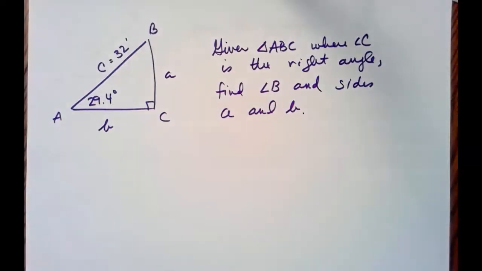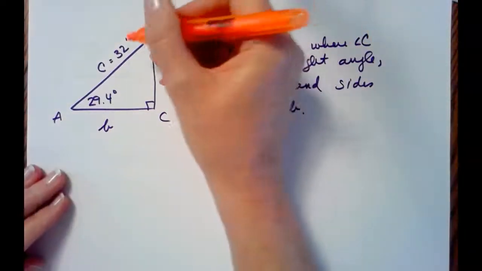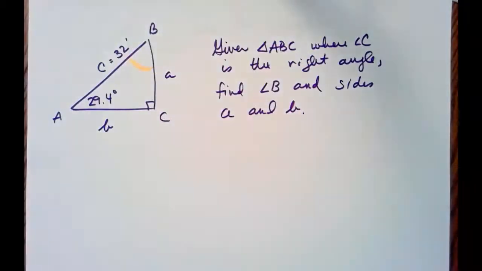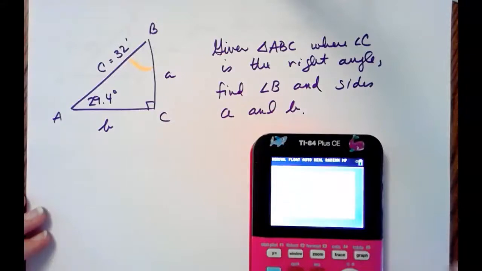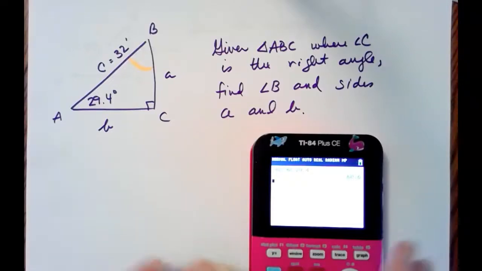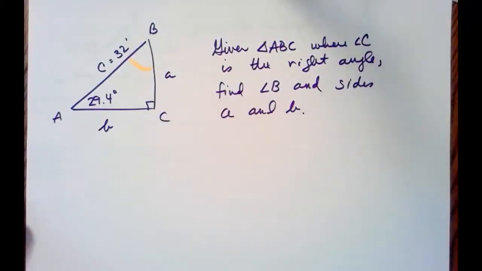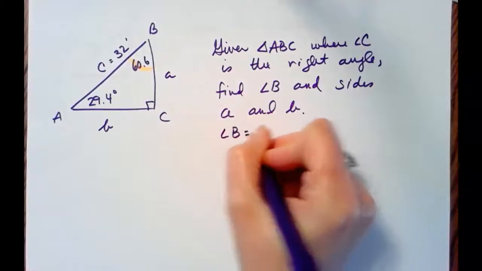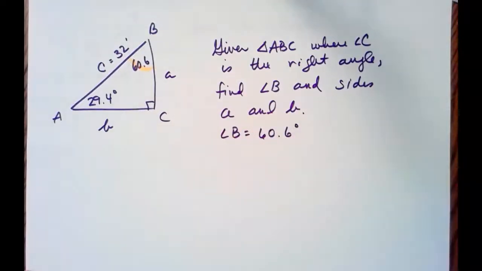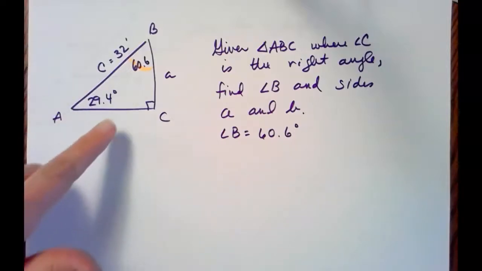First thing we're going to do is just use the triangle interior angle sum theorem to find that missing angle, and that is just subtracting from 180. So 180 minus 90 minus 29.4 is going to give us an angle of 60.6. So our missing angle, angle B, is 60.6 degrees.